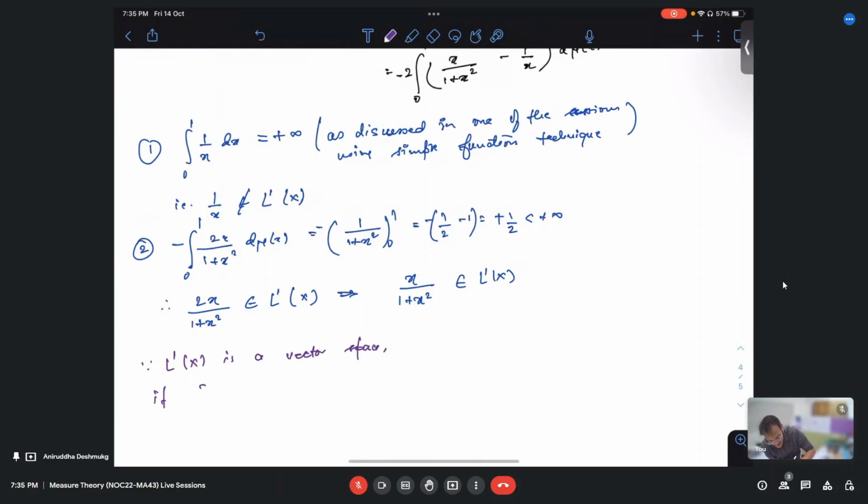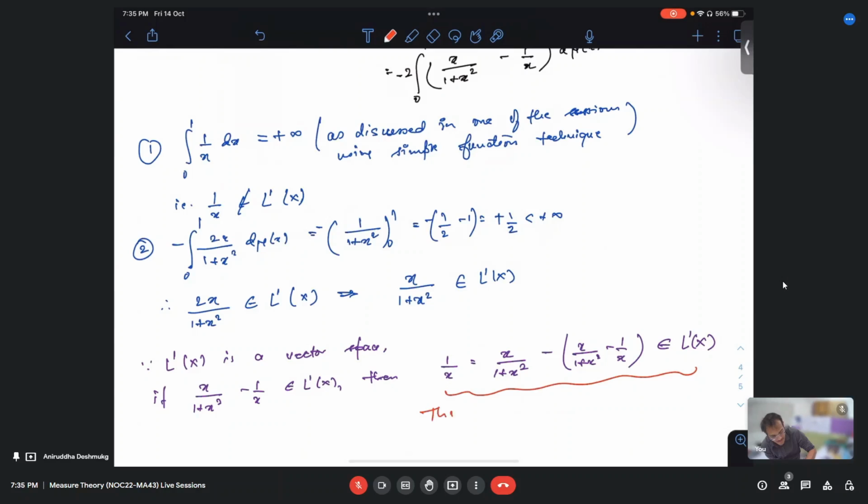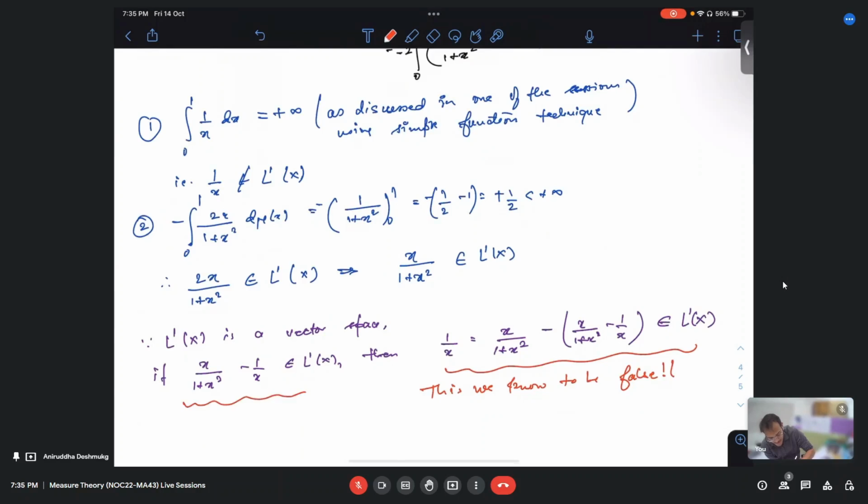If x over 1 plus x squared minus 1 over x is in L1(x), then 1 over x I can always write as x over 1 plus x squared minus x over 1 plus x squared minus 1 over x. So I am adding and subtracting the same term, so it doesn't matter. This must be inside L1(x), right? But that is not the case. This we know to be false. Therefore, this cannot be true.